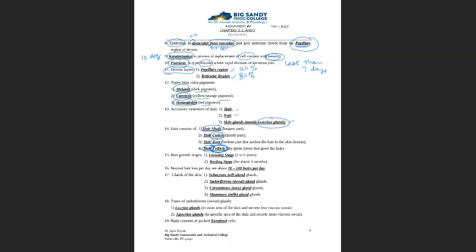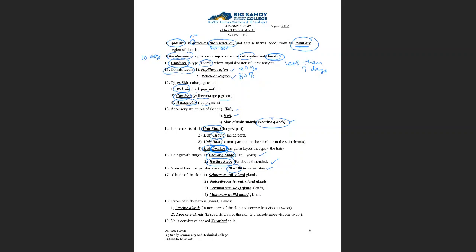And for hair growth, there are 2 stages, growing stages and resting stages. Maybe you know that your hair is sometimes growing, but it's not all growing the same. Some of them are growing, some of them are not really growing. So after several months, your hair will not be the same length, because some hair is in the growing stage and some hair is in the resting stage. Normal hair loss is about 70 to 100 hairs per day, so this is normal.